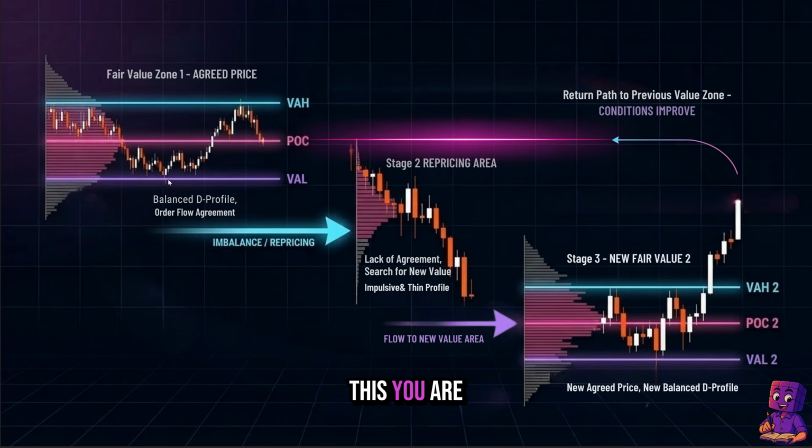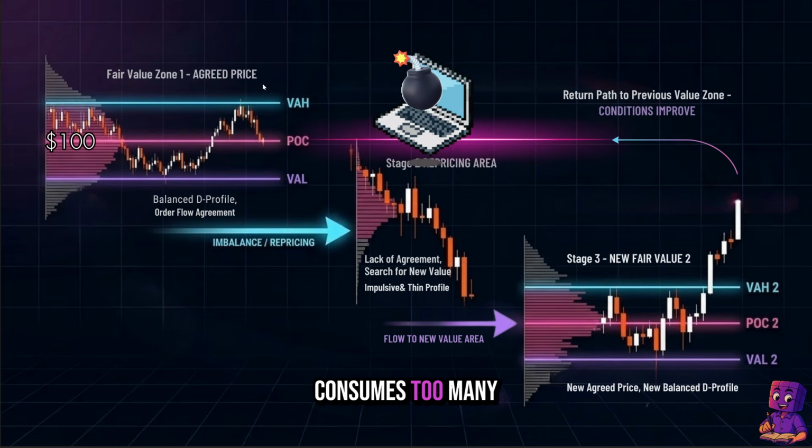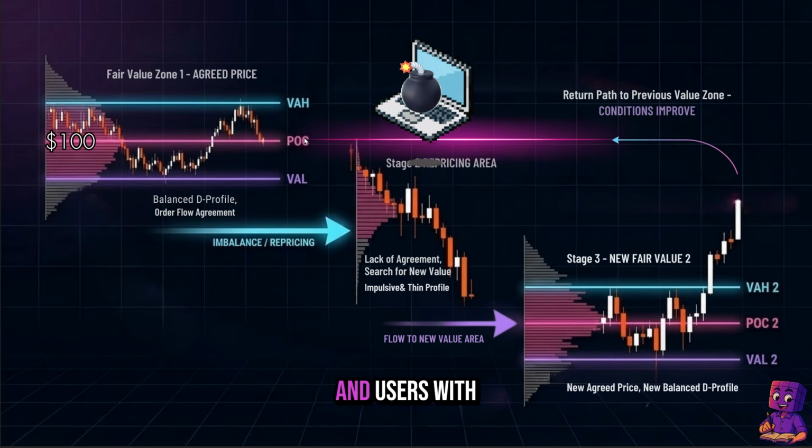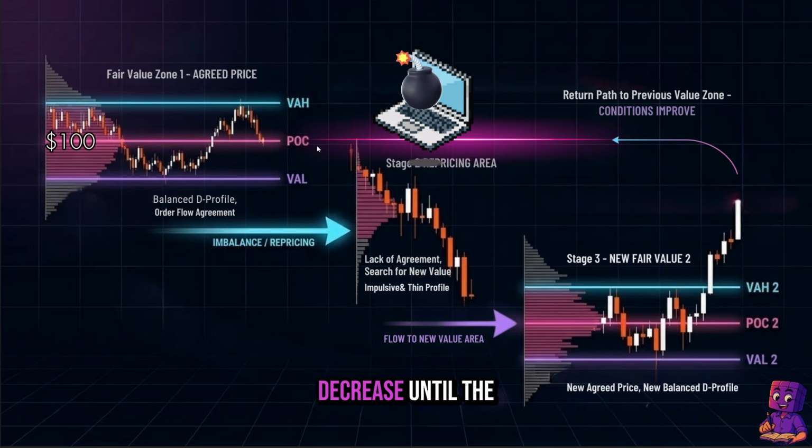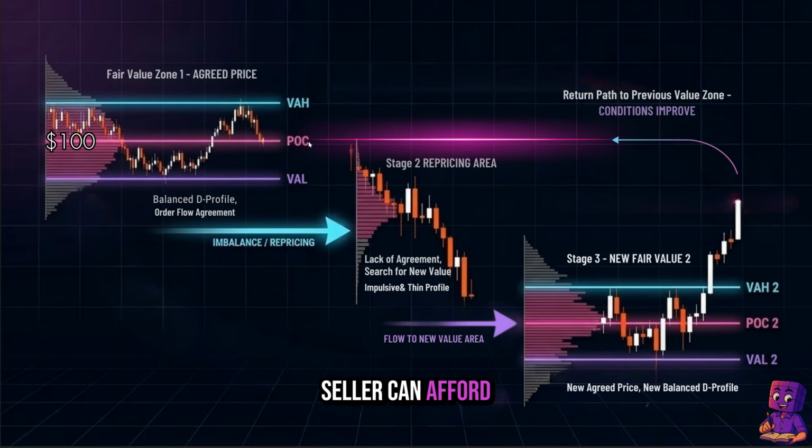Imagine it like this. You are selling a video game at a price of $100. This is the price buyers are okay to pay, and the seller is okay to sell for a profit. We call it an agreed price. Now, if something bad happens to the game, for example, it consumes too many resources after an update, and users with medium computer configurations can't play it anymore, the price will decrease until the seller can afford it and buyers are willing to pay, until the new agreed price, where a lot of transactions are taking place again.